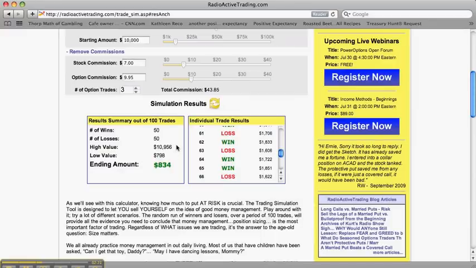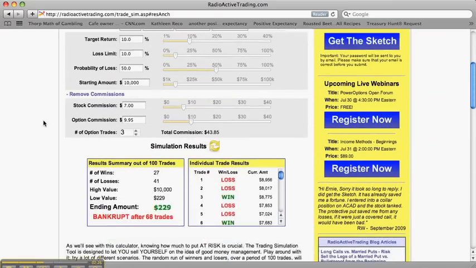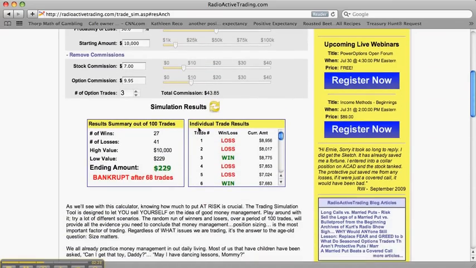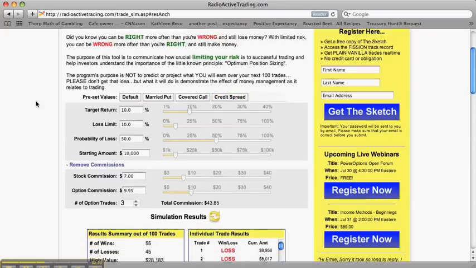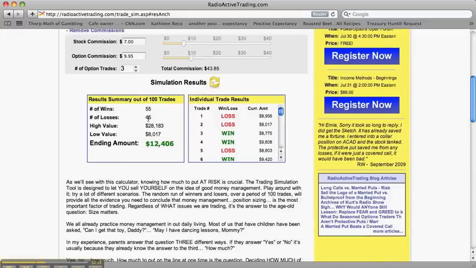Well, I've got an idea. Let's run this simulator again, and it's random every time what the results are going to be. Here we went bankrupt. Here another time, oh, looky there, we had more winners than losers. So I've got an idea. Let's just be right more often than we're wrong. Well, I don't know if that always pans out.